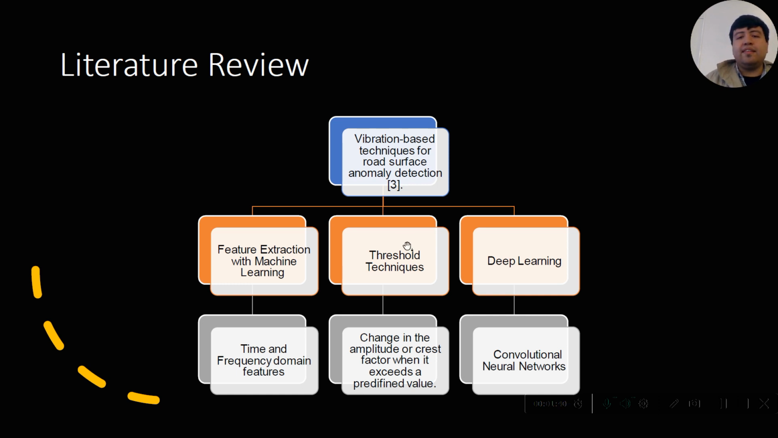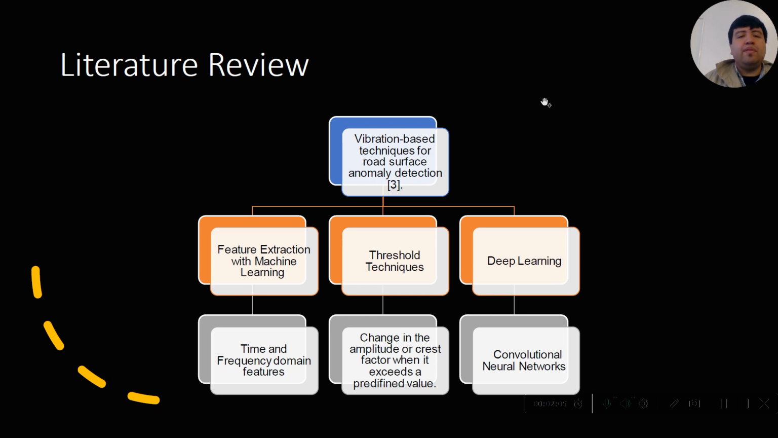Also, we can find articles that use threshold values. They basically monitor an amplitude change in the signal or crest factor, and if it exceeds a predefined value, they classify that as an anomaly. And also, there are works that use deep learning. For instance, one of the most common techniques used in the literature is convolutional neural networks.